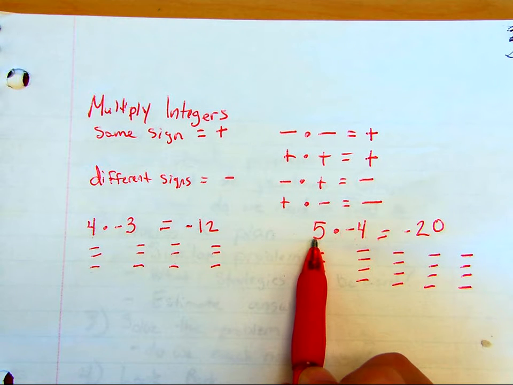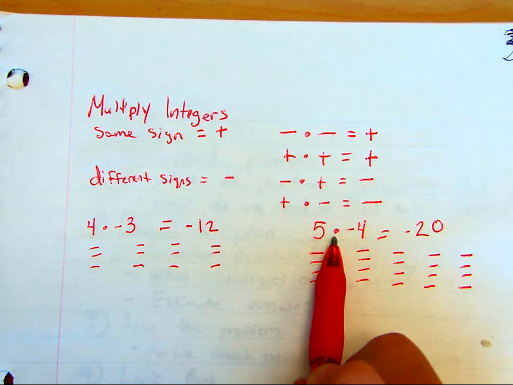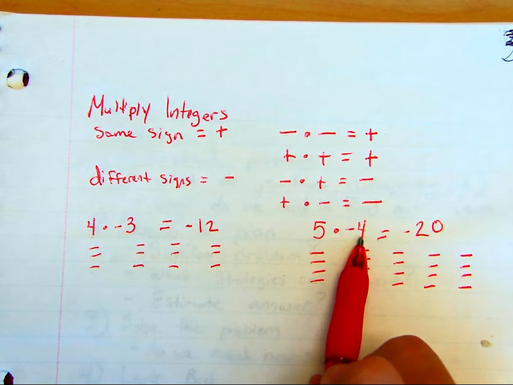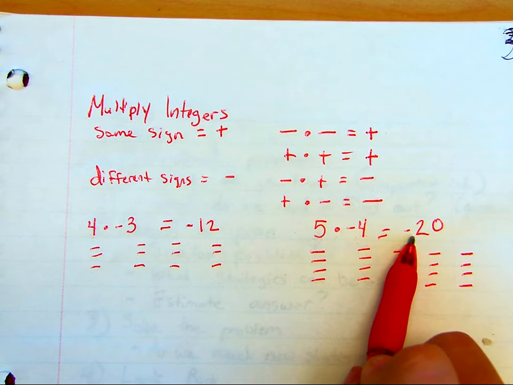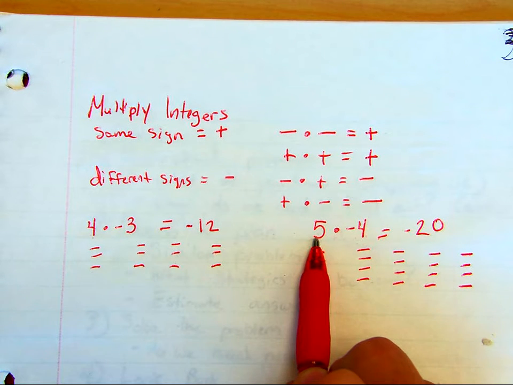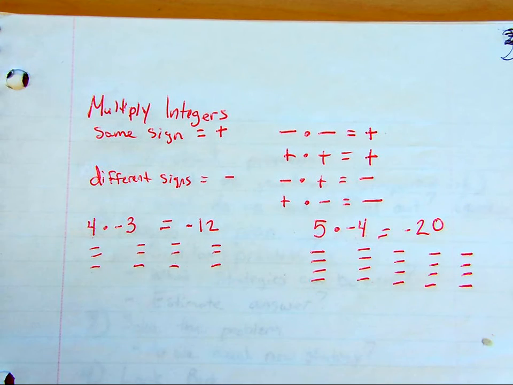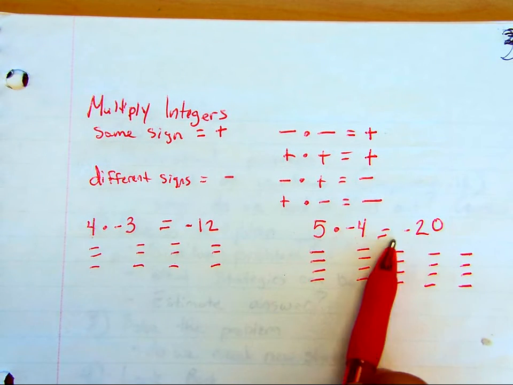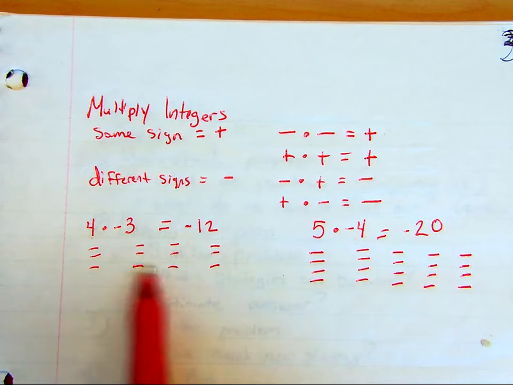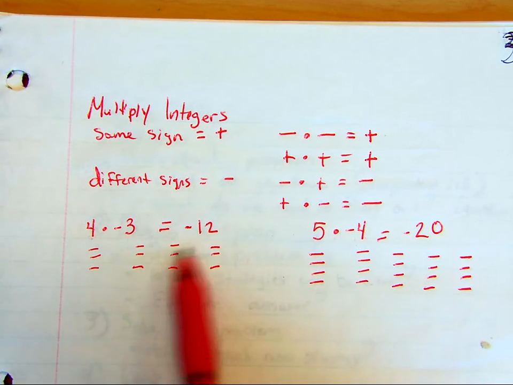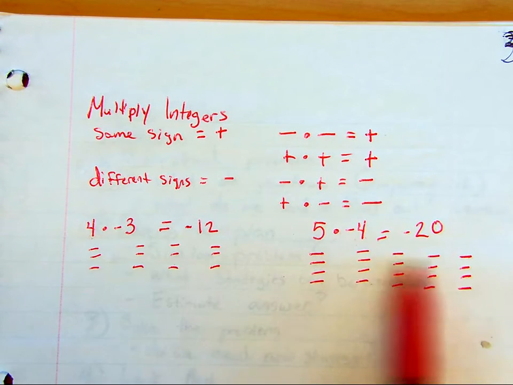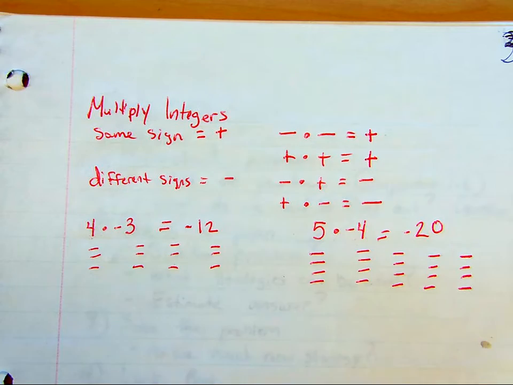I played 5 rounds of golf, and each time I shot a negative 4. Overall for the tournament, I'm a negative 20. Carried the ball 5 times. Each time I lost 4 yards. I'm at a negative 20. So that's why a positive times a negative is a negative, because I have groups of negative things. 4 groups of 3 negatives. There's only negatives here, so my answer has to be negative.